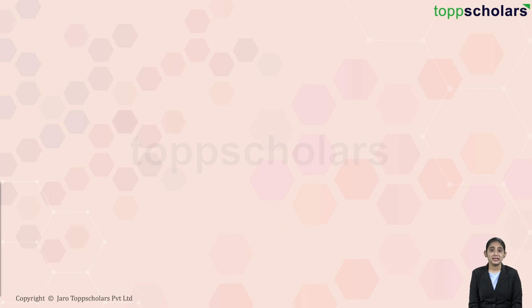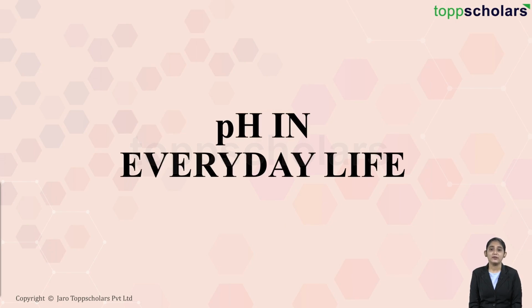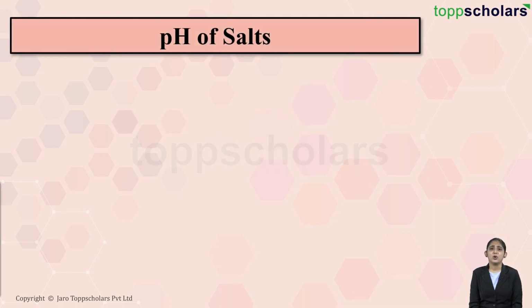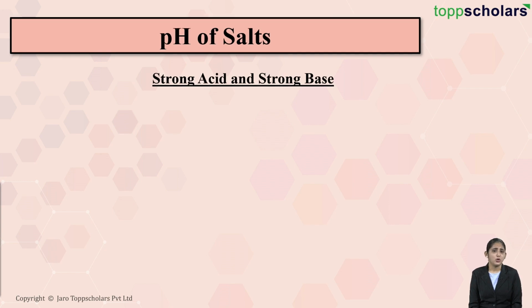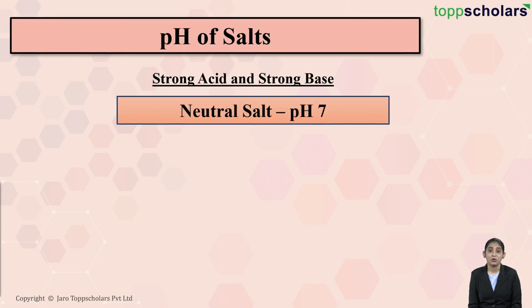Today we will be discussing pH in everyday life. So friends, if we talk about salts, we know that salts are prepared by neutralization reaction, right? That is, when an acid reacts with a base, it results in the formation of salt and water. So friends, when a strong acid reacts with a strong base, it results in the formation of a neutral salt, that is, salt which has pH 7.